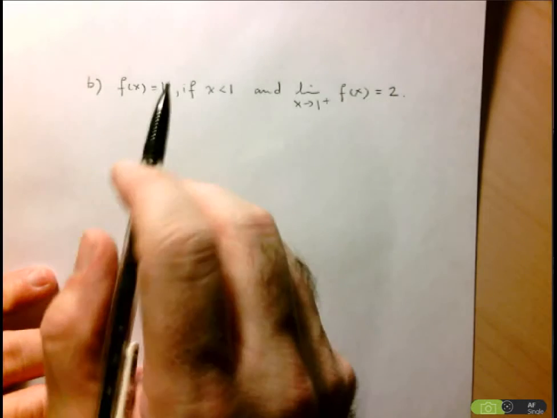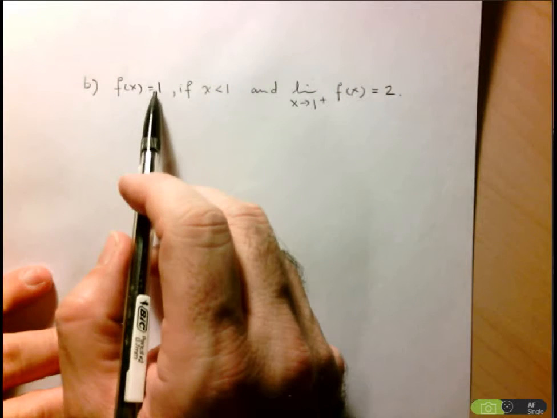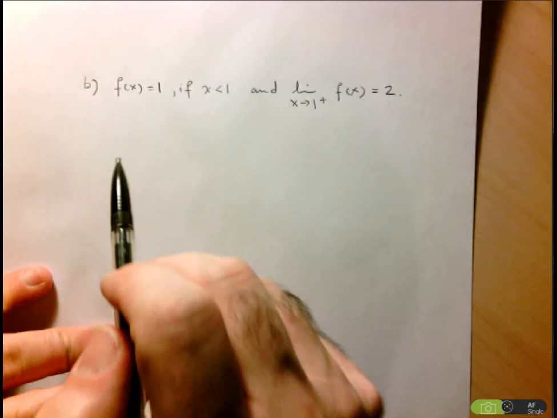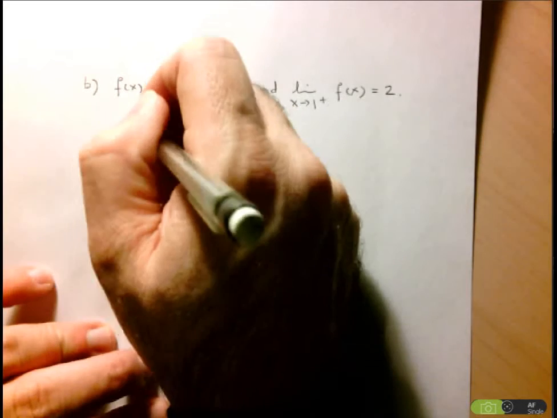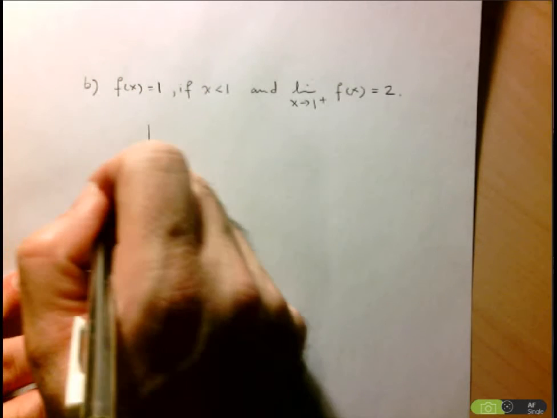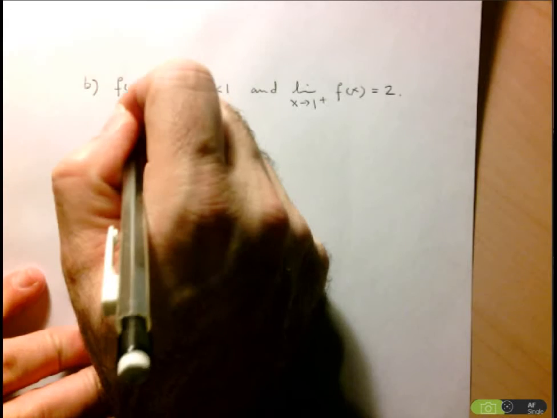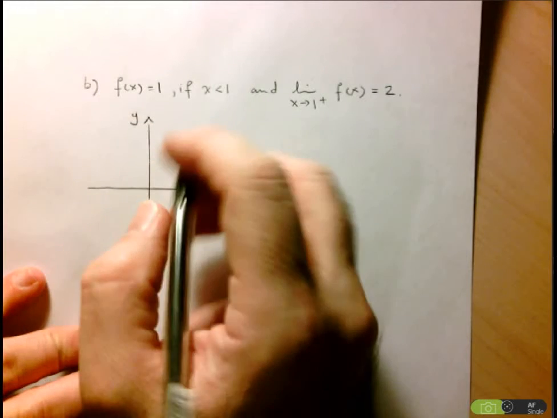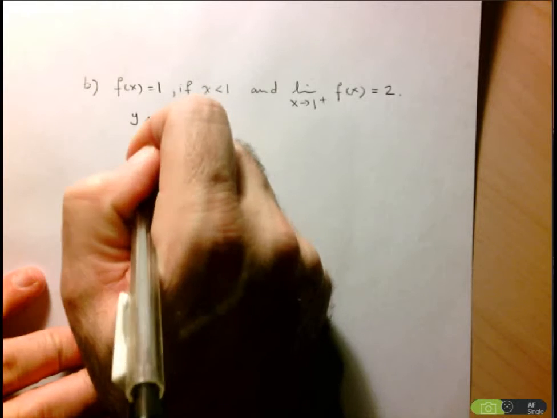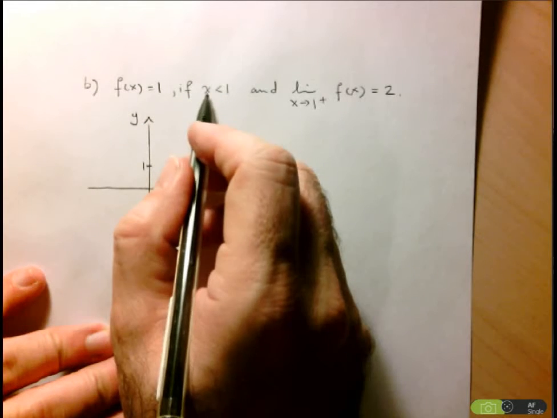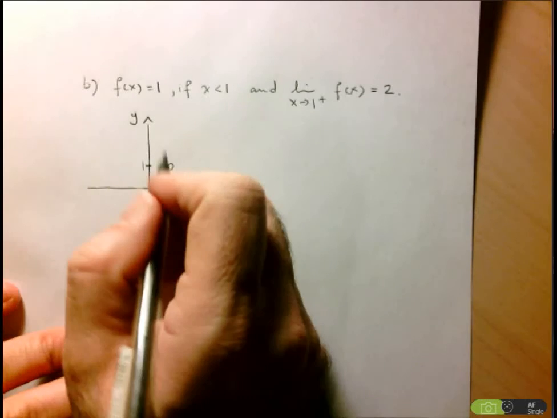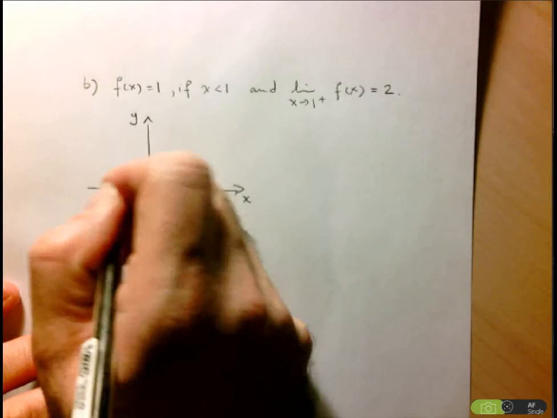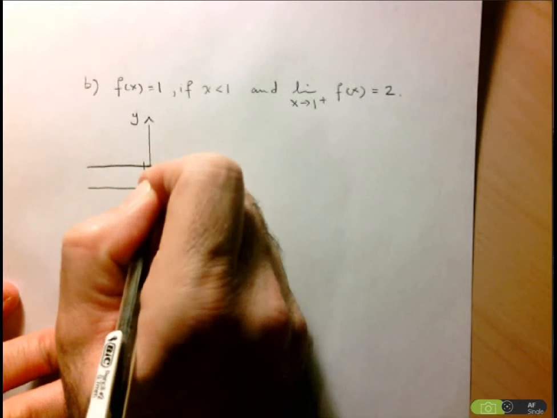Okay, so let's take a look at B. Here they're telling us the function values are always going to be equal to 1 as long as x is less than 1. That means that to the left of x equals 1, this is just a constant function. So again, I'll draw myself a very simple graph. To the left of 1, and here it's x less than 1, so I'll start off with an open circle. Anything to the left of 1, this function will just be the constant function 1.